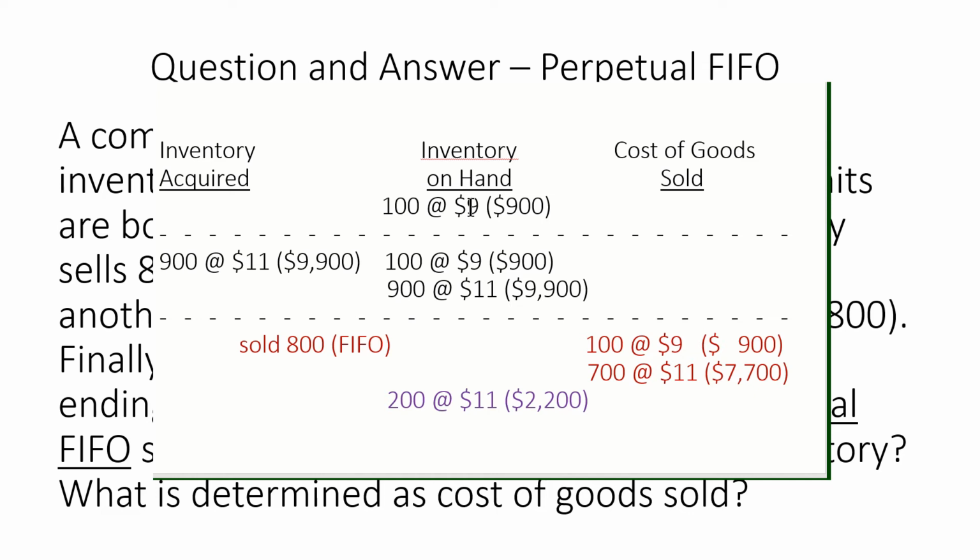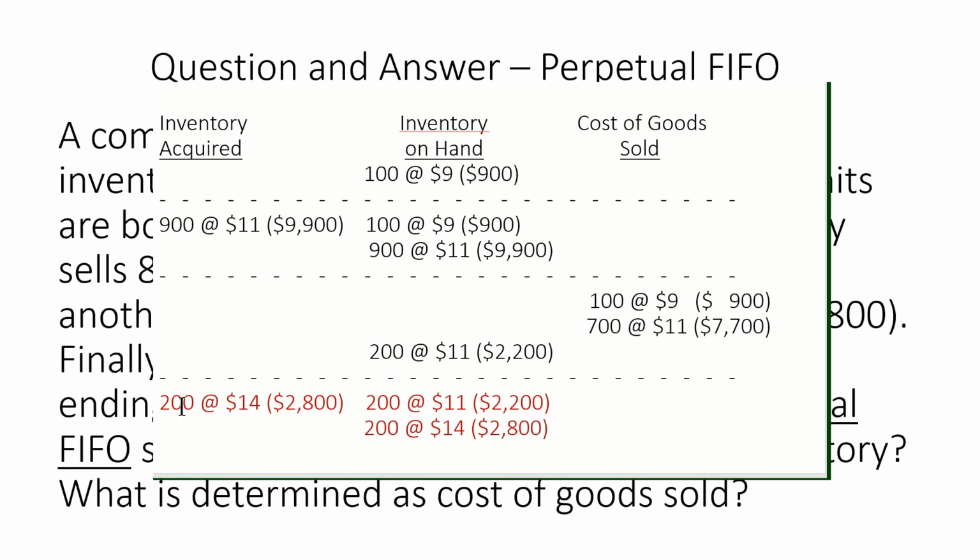If you want to know how much inventory they have on hand, the little purple numbers here represent the inventory on hand. If you want to know cost of goods sold for this batch, the 100 at 9 and the 700 at 11. I'll say again what I've already said. They really don't know which ones they sold. That's not important. They're simply making an assumption, but they're going to make that assumption consistently. What happens next chronologically? Well, they buy some more, and it says that they buy 200 more at 14.